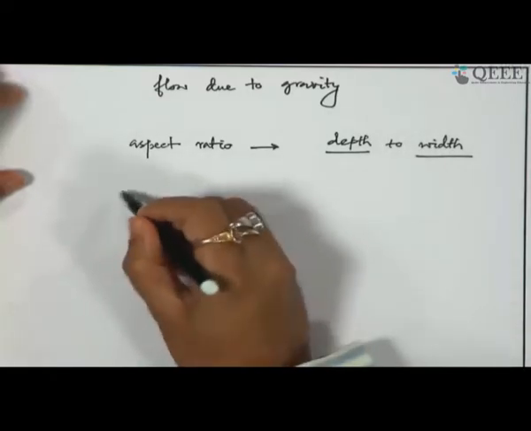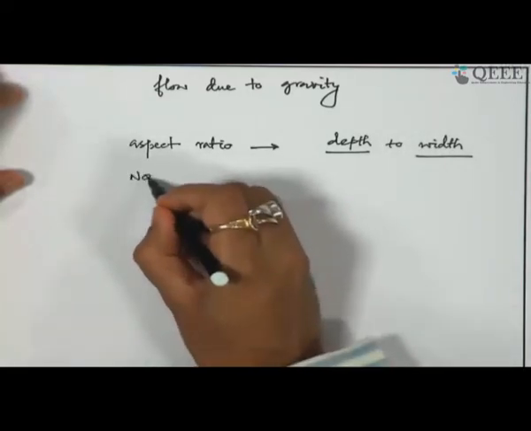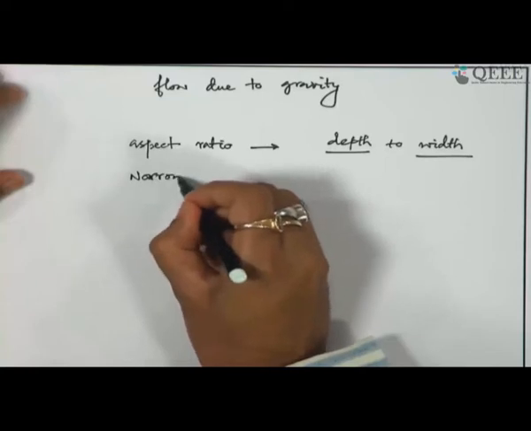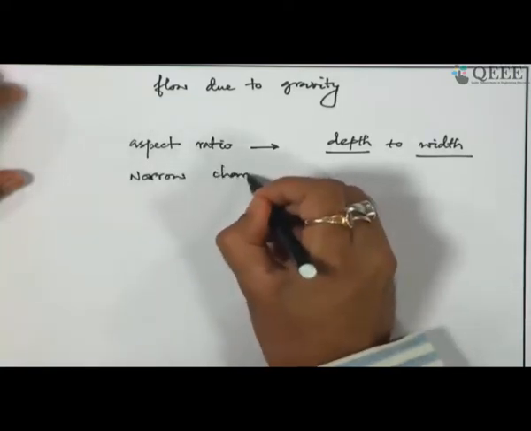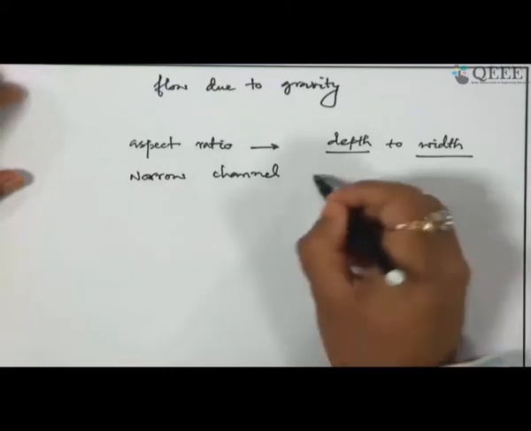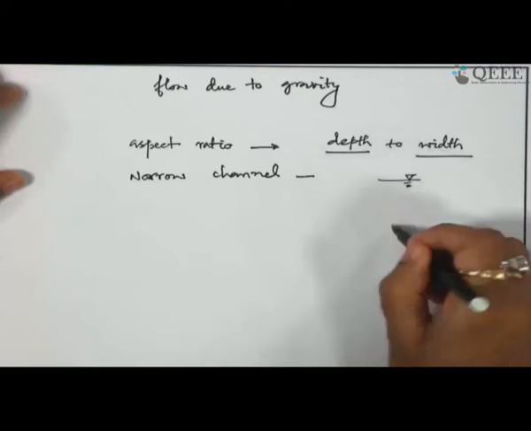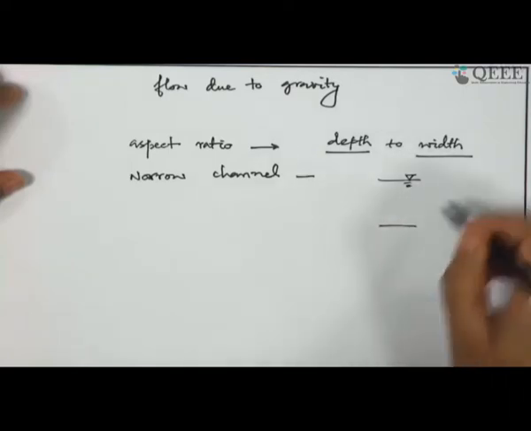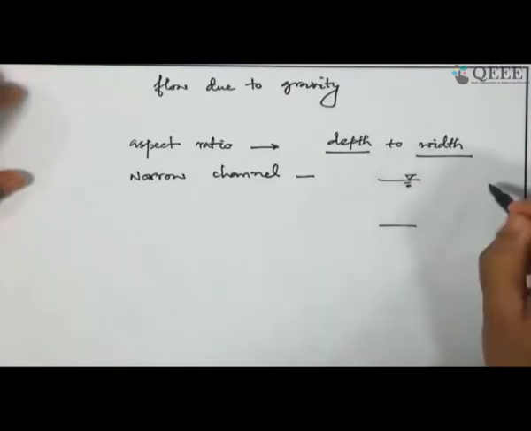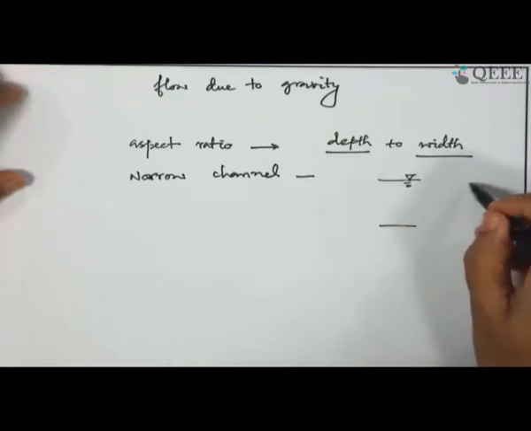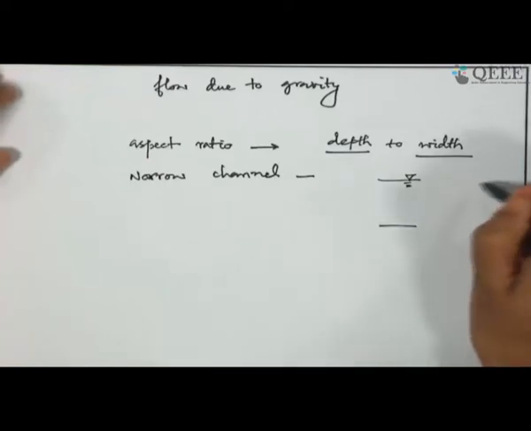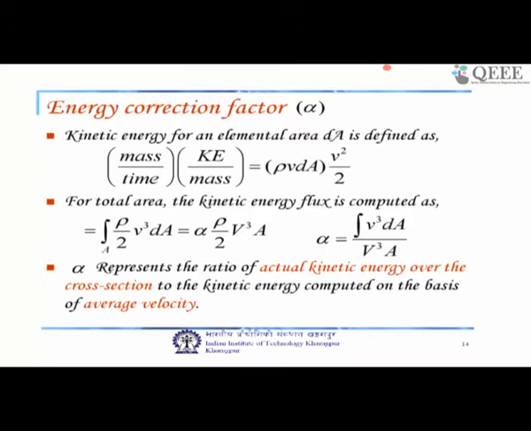In narrow channels, this dip will occur much below compared to a wide channel. In a wide channel, this dip will be much nearer to the surface. Then we will talk about this energy correction factor.